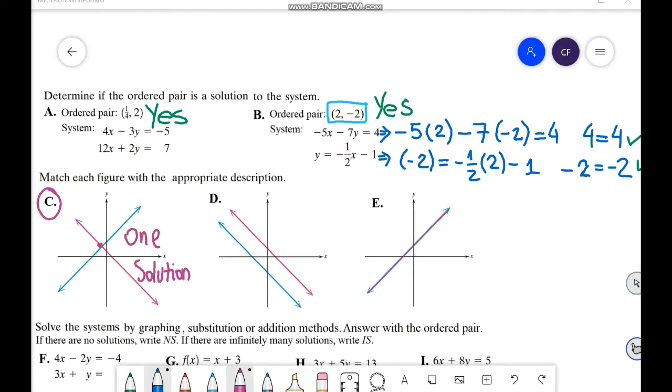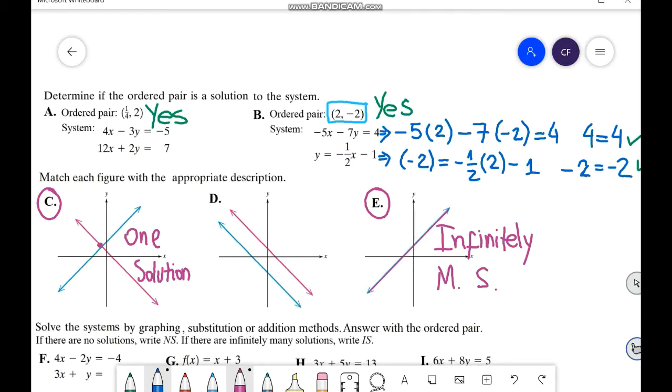Check here, letter E. Letter E, the blue and the pink or red line are in the same place, on the same spot. That's when you're going to have infinitely many solutions, okay? Because all the points are intersections. Infinitely many solutions.